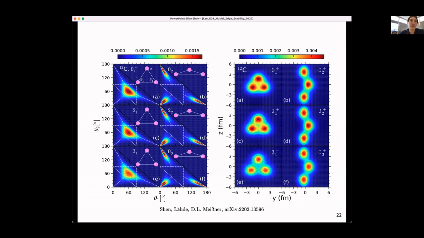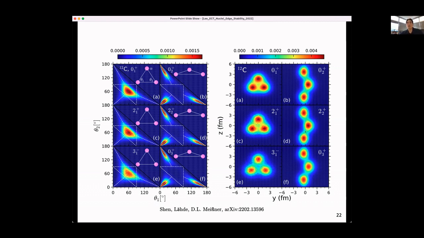If we have these three clusters, we can measure the angles between the sides, the vertex angles, θ1, θ2. What we see for the ground state is essentially an equilateral triangle, 60-60. Same thing for the first 2+ state, and same thing for the first 3- state. But if you look now at the Hoyle state, the angles are much wider. It's more than 120 degrees, in fact, and we see this kind of bent arm obtuse triangle shape.